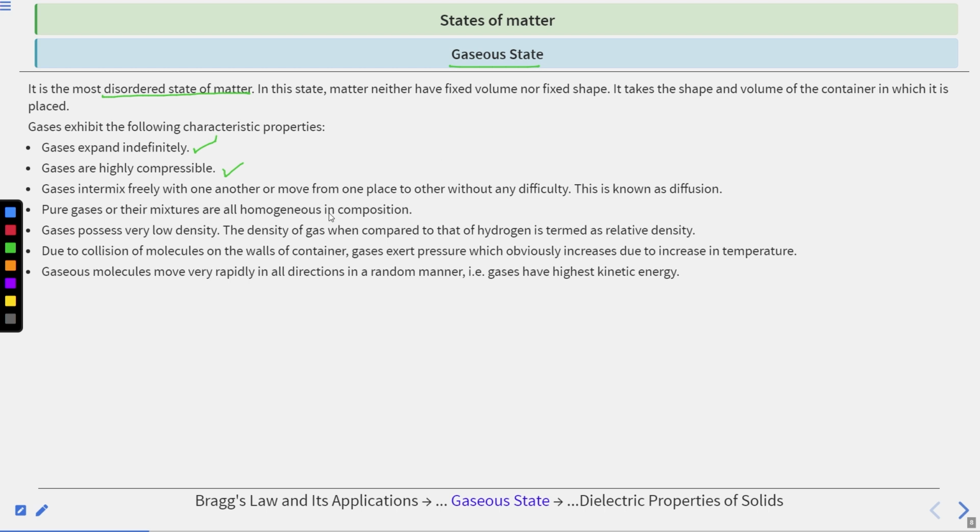They intermix freely with one another or move from one place to another without any difficulty. This property is known as diffusion. Pure gases or their mixtures are all homogeneous in composition. Gases possess very low density. The density of a gas when compared to that of hydrogen is termed relative density. Due to collision of molecules on the walls of the container, gas exerts pressure, which obviously increases with increase in temperature. Gaseous molecules move very rapidly in all directions in a random manner. Gas has the highest kinetic energy.